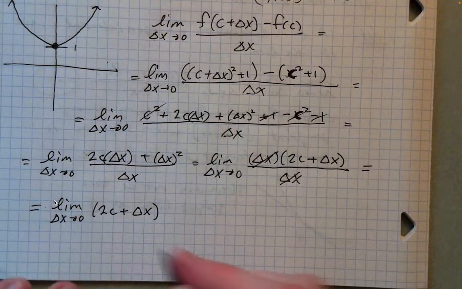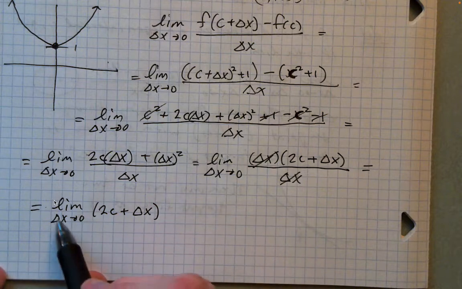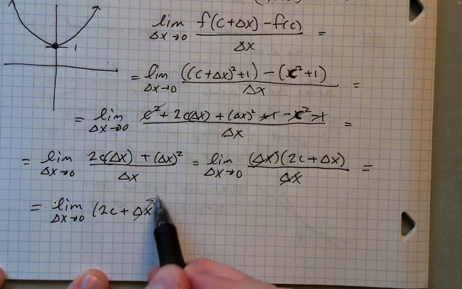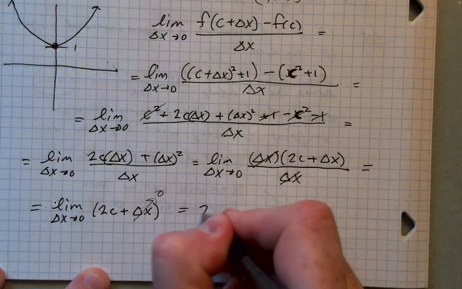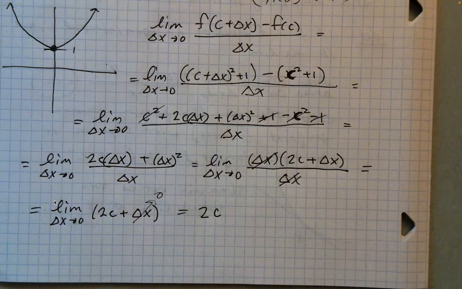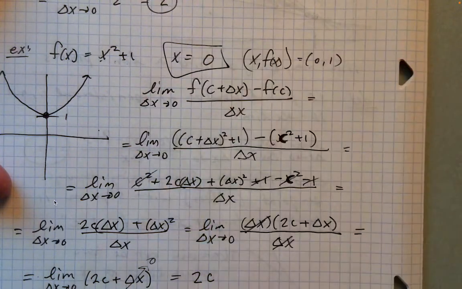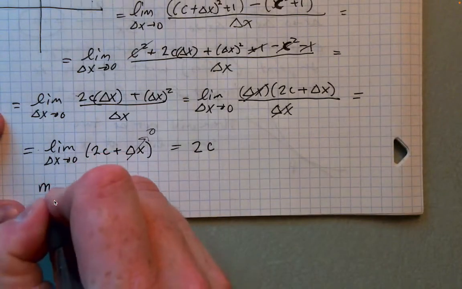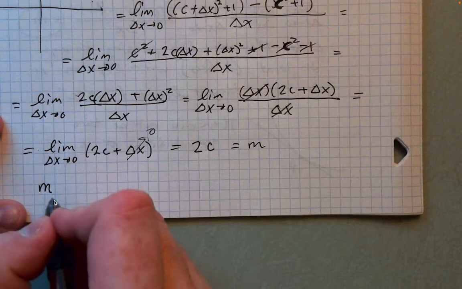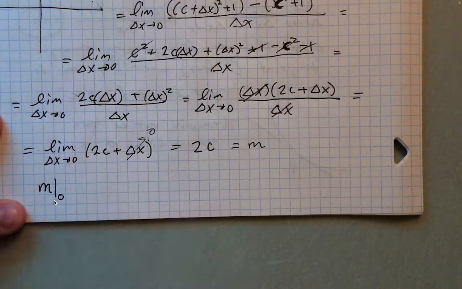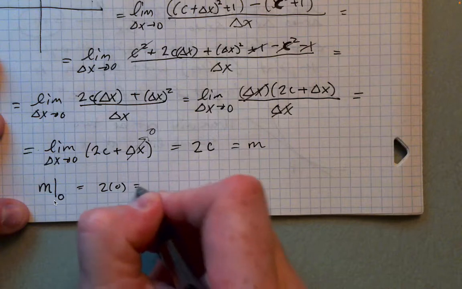All right, so then we can take the limit. What happens as delta x goes to 0? Well, this term here just goes to 0, and so the whole thing is equal to 2c. Interesting. Now remember, we have a specific value of c that we're interested in, in particular c equals 0. The x term is c. So if I think of this as m in general, then I can evaluate m at c equals 0, and I would get 2 times 0 equals 0.